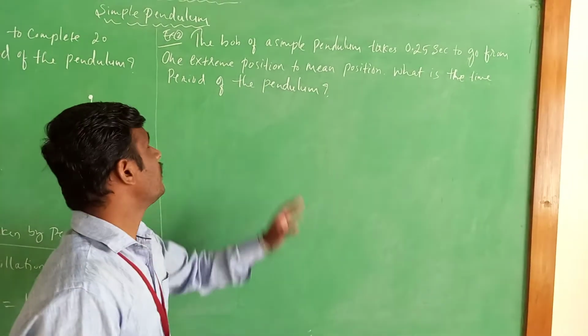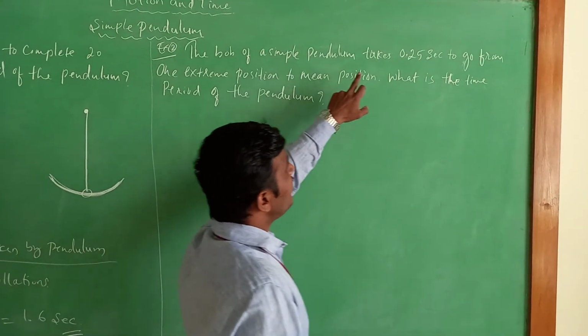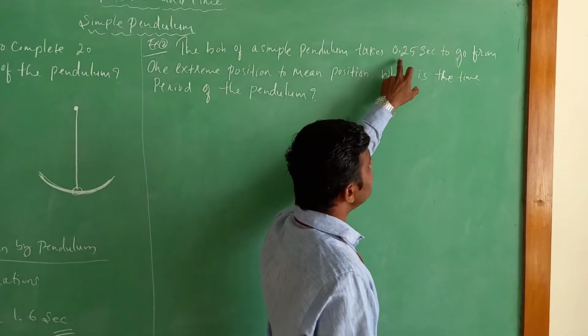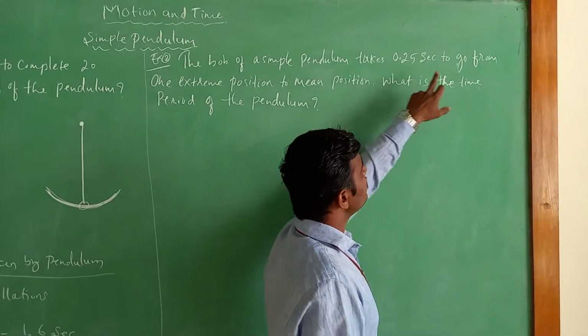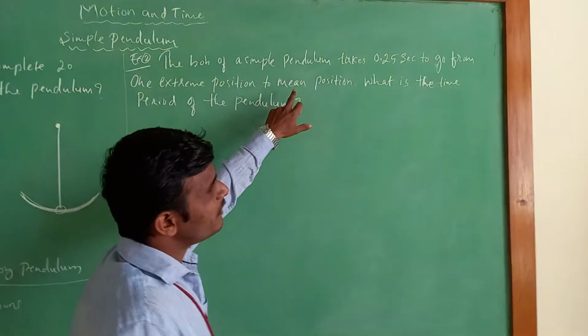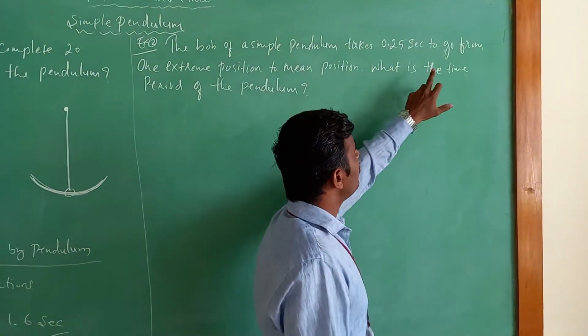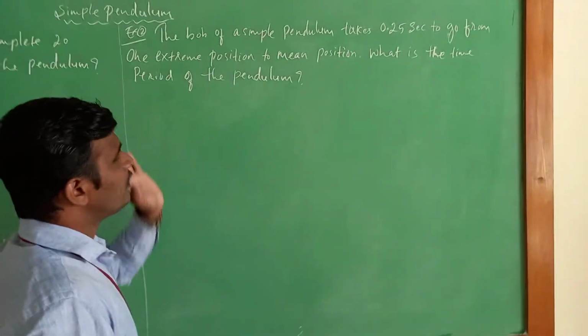So, second problem, second example. The bob of a simple pendulum takes 0.25 seconds. It means 0.25 seconds to go from one extreme position to the mean position. Then we have to calculate the time period. What is the time period of that pendulum?